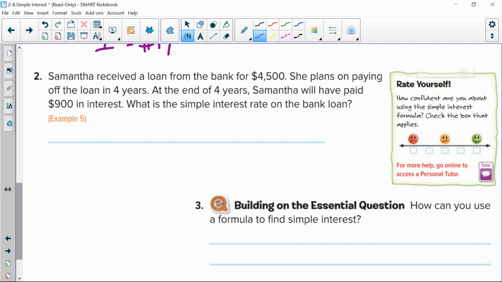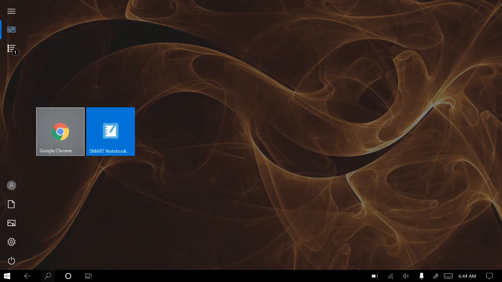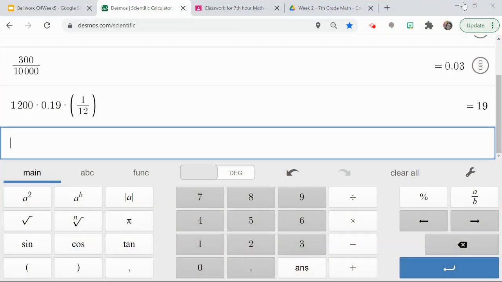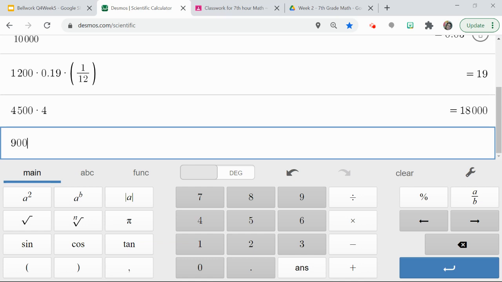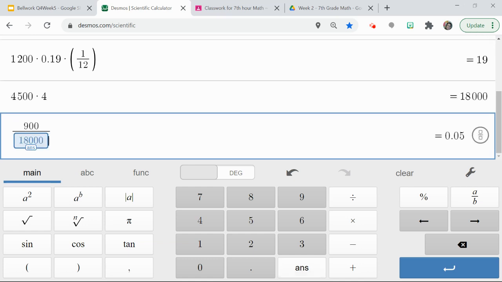All right, Samantha received a loan from the bank, plans on paying in 4 years, and she paid $900 in interest. So we are looking for rate again. 900 equals our 4,500 times R times 4, and we're looking for that. So what is 4,500 times 4? That's what we're going to take 900 and divide by. There's our rate.